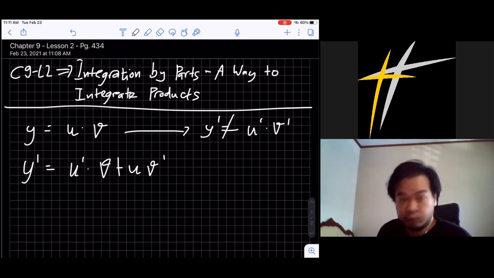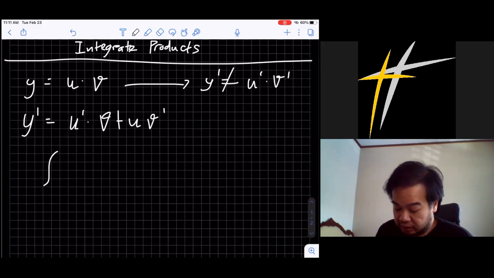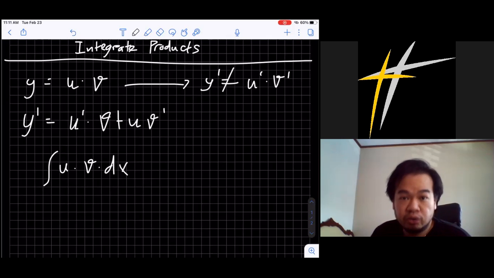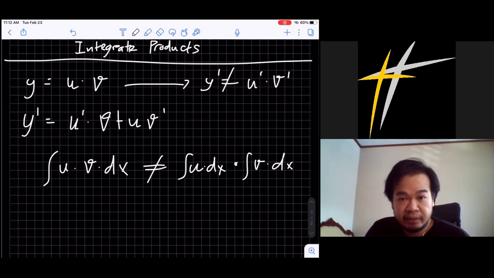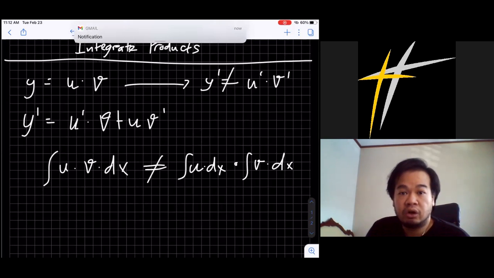Also the same with integral. The integral of u times v dx, and let's say that u and v are functions in terms of x, is not, again, is not equal to the integral of u dx times the integral of v dx. Remember, integration is the reverse of differentiation. So if the property doesn't work in differentiation, it doesn't work either for integration.